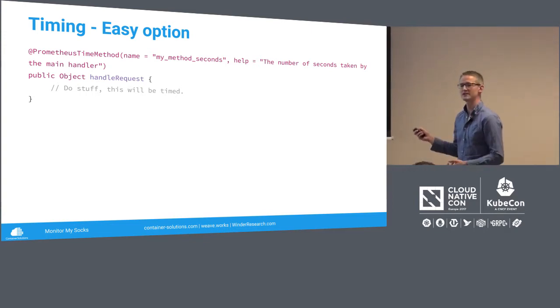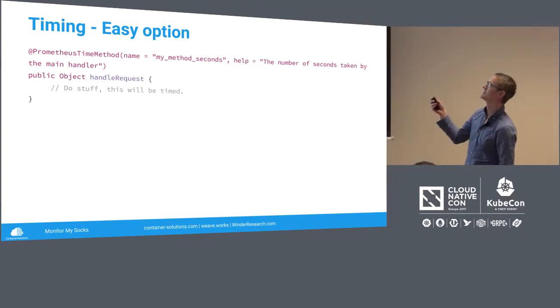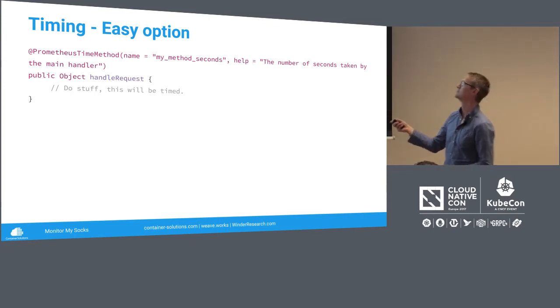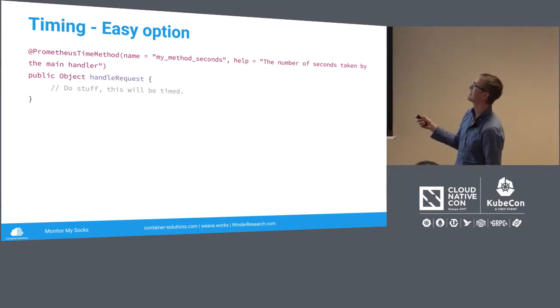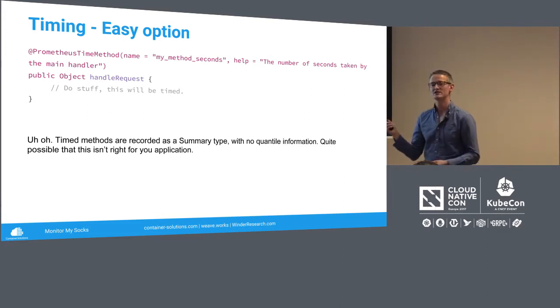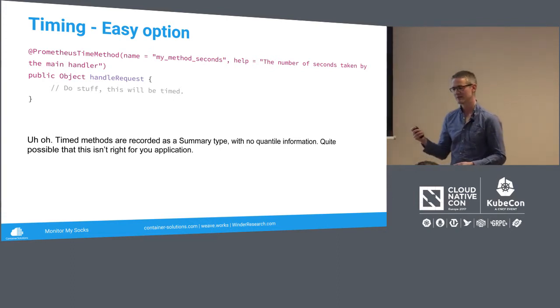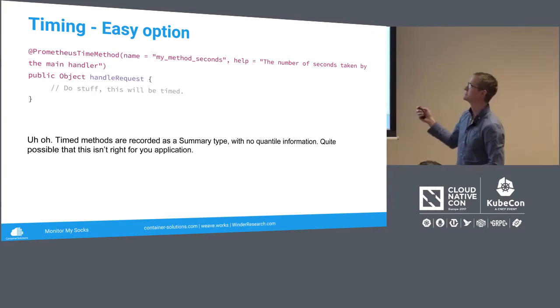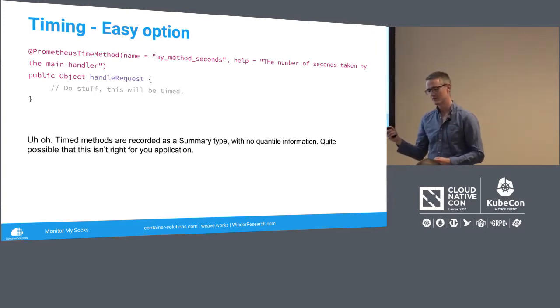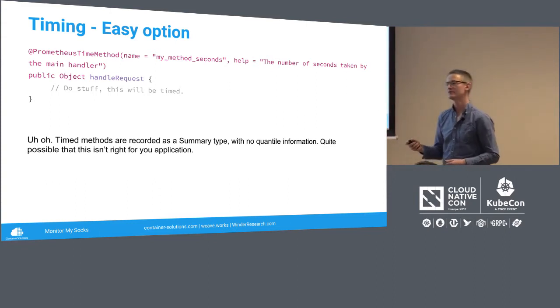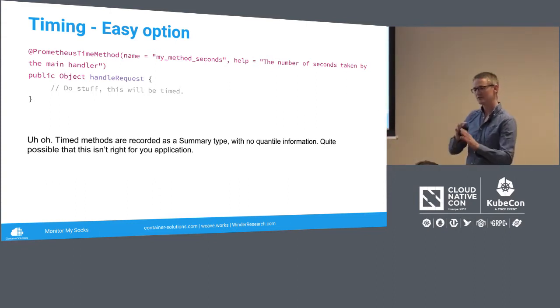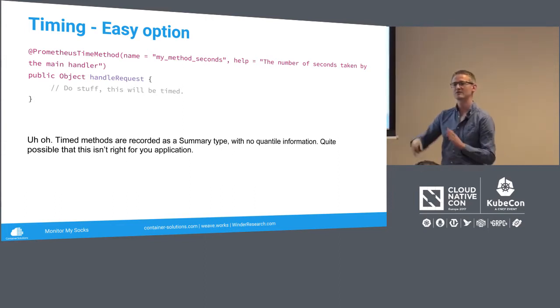So there's a couple of options for doing the timing. The easiest one is to use another annotation. There's a Prometheus time method, and that's great. However, this by default uses a summary type. A summary type is something that I haven't gone into detail, but basically it's a summary statistic. It's a rolling average measurement. You can provide quantiles to compute on those values. But the problem is that if you had multiple services, you can't aggregate a summary type because those quantiles have already been calculated. So that's bad.